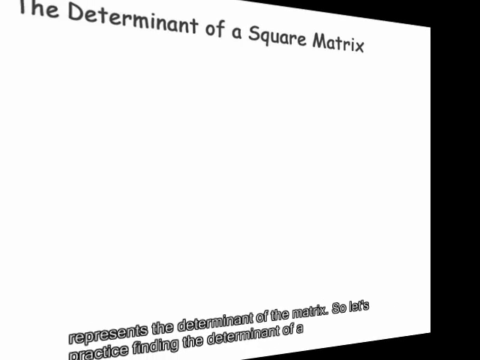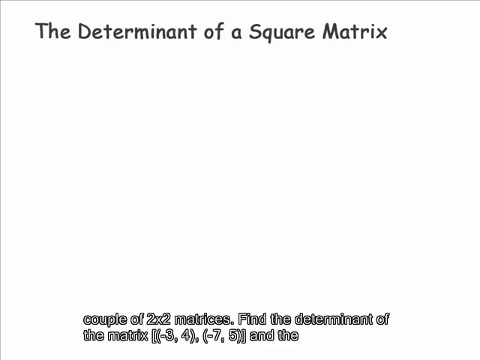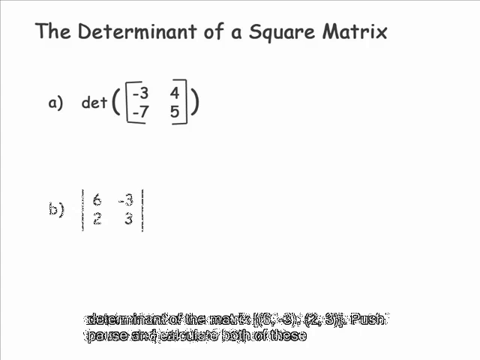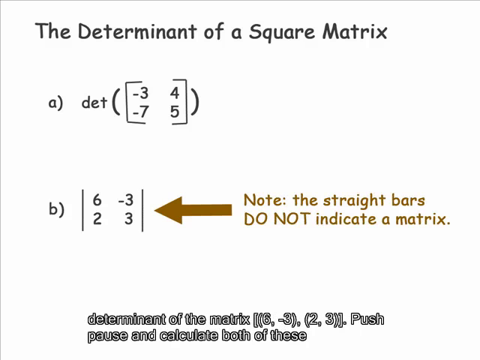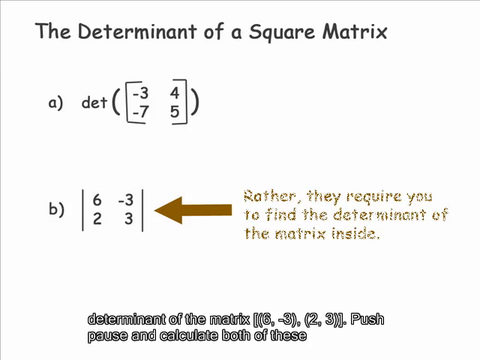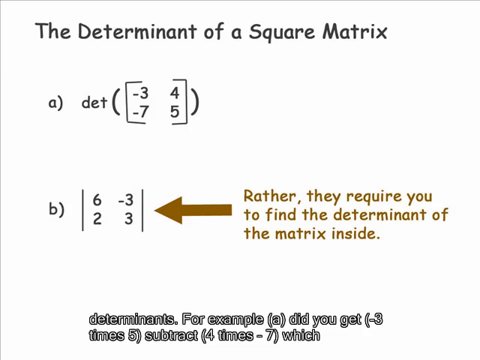So let's practice finding the determinant of a couple of 2 by 2 matrices. Find the determinant of the matrix -3, 4, -7, 5, and the determinant of the matrix 6, -3, 2, 3. Push pause and calculate both of these determinants.